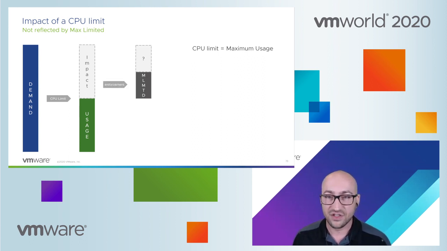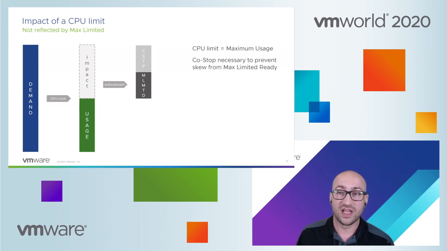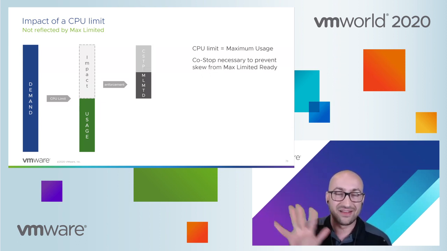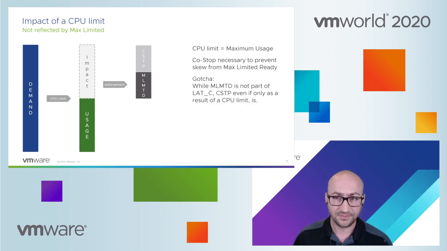Now, that is not just max limited. Max limited is our enforcement. But what also happens is a ton of co-stop, because we cannot really max limit everything equally, depending on what's running, of course. So we need co-stop to prevent skew. Now, that's not a bad thing. Again, that's a good thing for you. That's a performance benefit. So the difference isn't just max limited, it is usually both together.